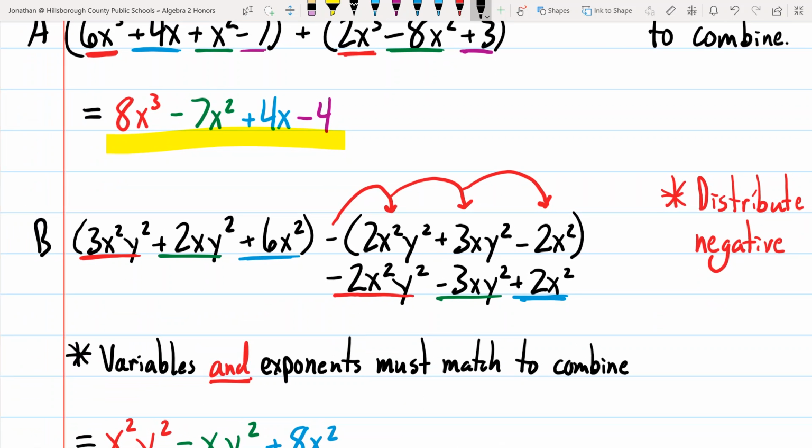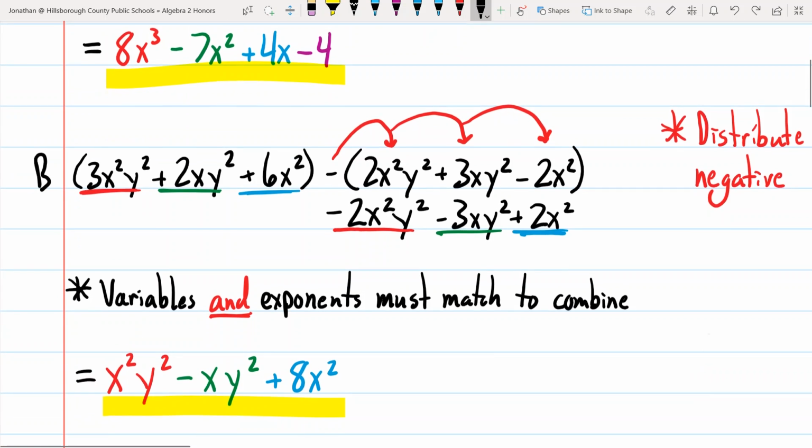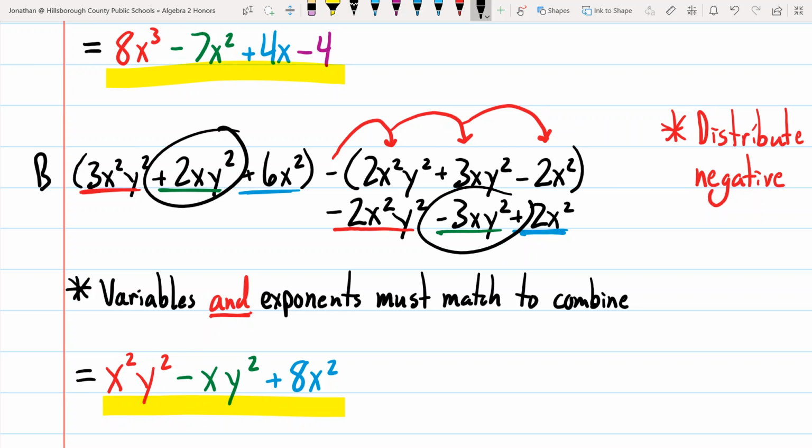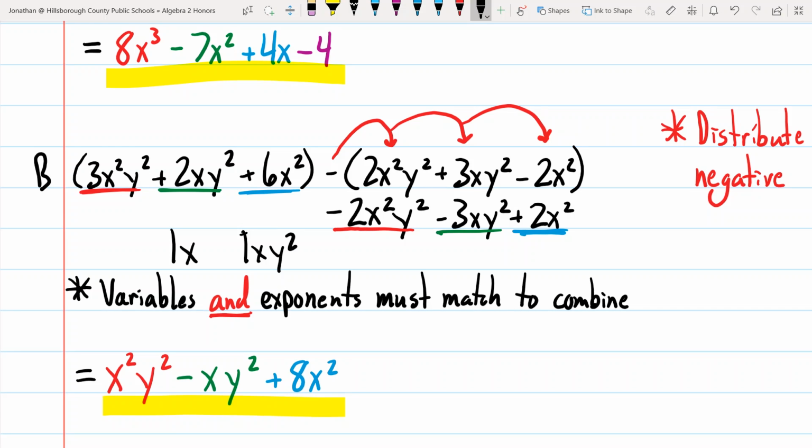Don't let the double variables psych you out. We're still following the same rules of combining only those with like terms. So I combine my x squared y squared with my x squared y squared, giving me 1x squared y squared. My xy squared, notice that that's just a single x. I combine those to get a single xy squared. Remember, you're not going to see something like 1x or 1xy squared. It's just going to be the variables itself.